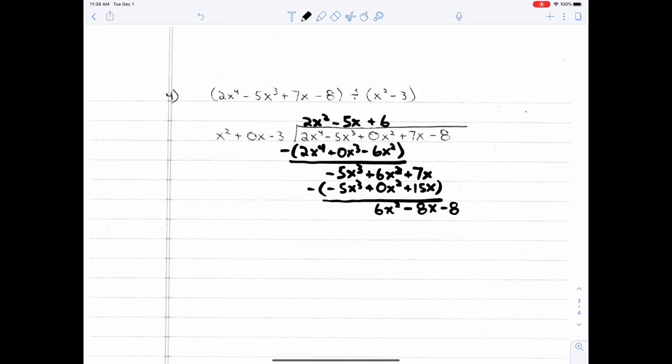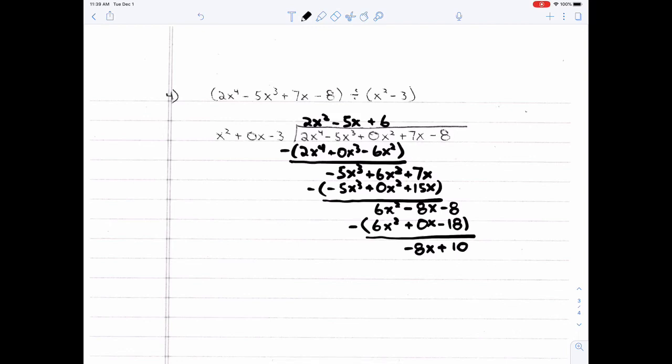Then we multiply and we get 6x squared plus 0x, not 6x, but 0x, and then minus 18. Then we subtract that entire quantity. The x squareds go away, and we get minus 8x, and negative 8x plus 18x would be plus 10. Now, at this point, you can do one of two things.